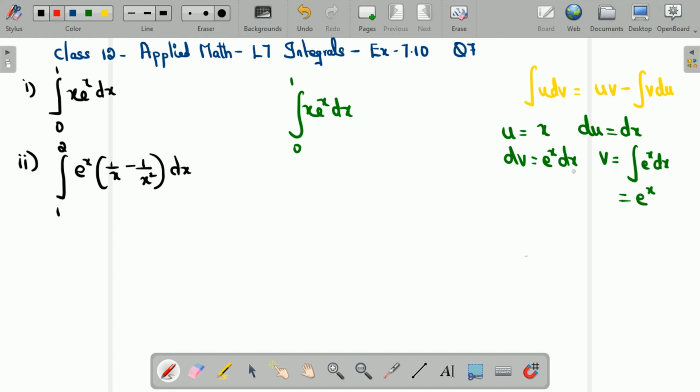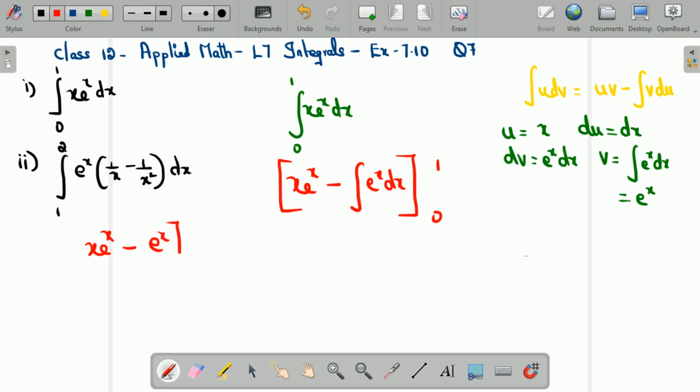So this is going to be uv, which is x e power x minus integral v du. So this is going to be e power x dx. Remember, everything is inside the limits 0 to 1. First let's finish this integration, after which we'll apply the limits. So this is x e power x minus integral e power x dx, which is just e power x, between the limits 0 to 1.